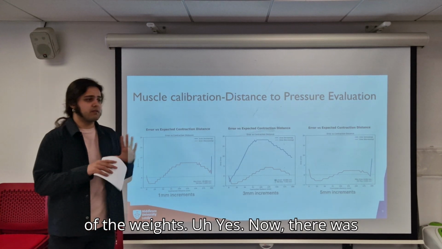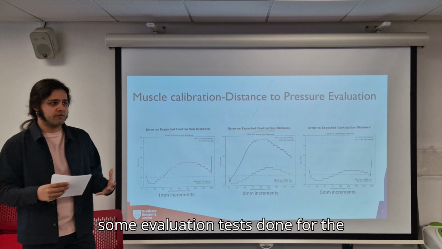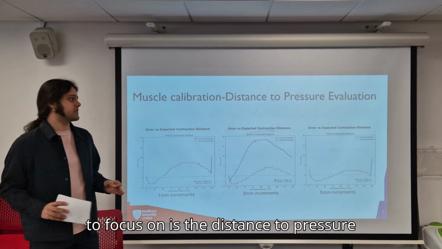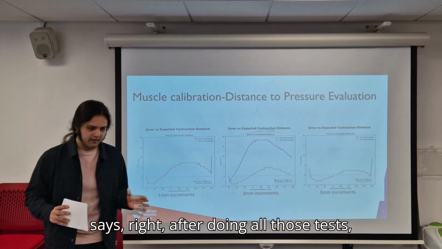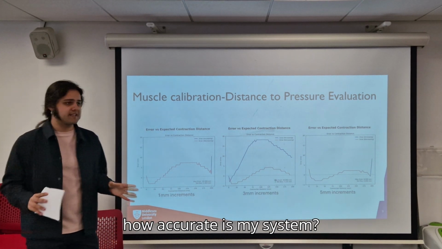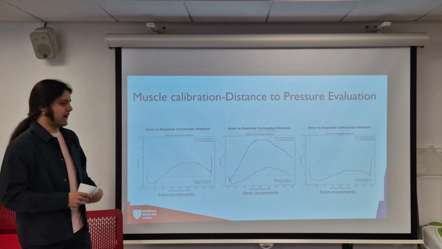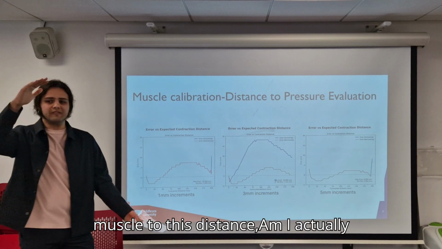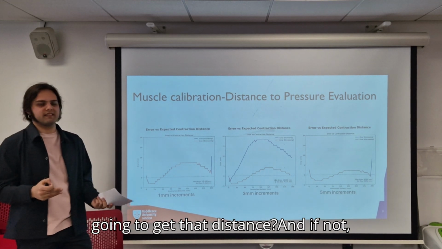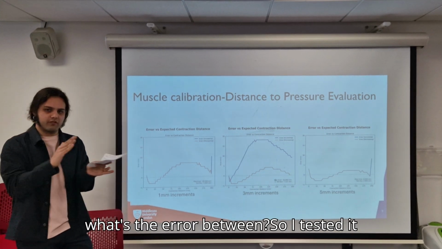Now, there were some evaluation tests done for the pressure to distance, but the one I like to focus on is the distance to pressure evaluation, which at the end of the day says, after doing all those tests, how accurate is my system? If I tell my system, move this muscle to this distance, am I actually going to get that distance? And if not, what's the error?